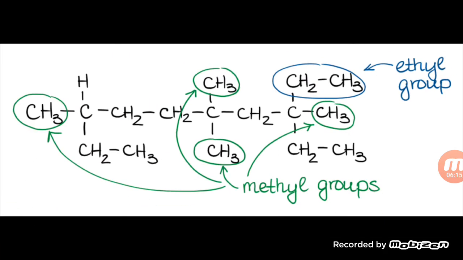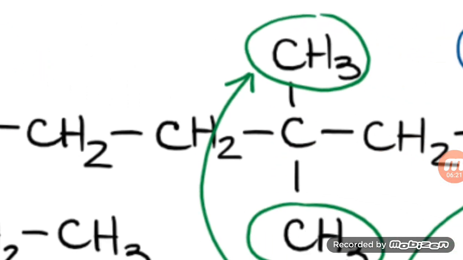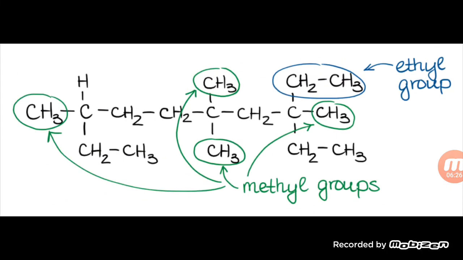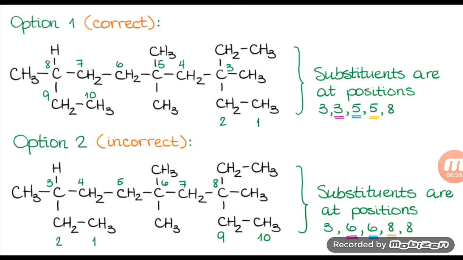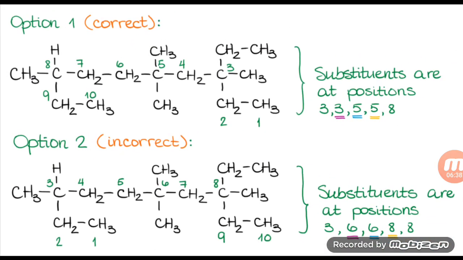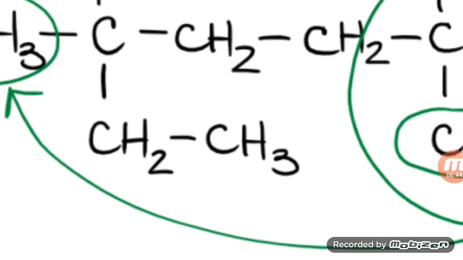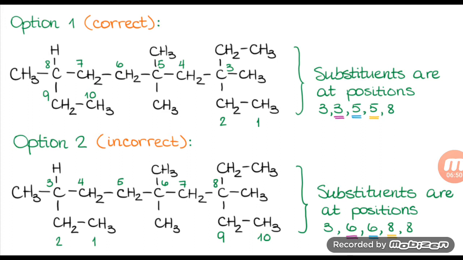So from where can I start the numbering? From here, like 1, 2, 3? No, I will start from here, 1, 2, 3 here as well. But here is one substituent, while here there are two substituents. So it's better to start numbering from the right side. There are two situations from where we can start numbering. In the first situation I started numbering from this side, and in the second situation I started numbering from this end. If I start numbering from the right corner, then the substituents are present at positions 3, 3, 3, 3.